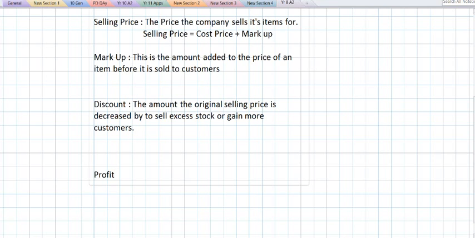And talking about profit, that's where we've reached now. What is the profit for a company? Yeah. So money they've made.